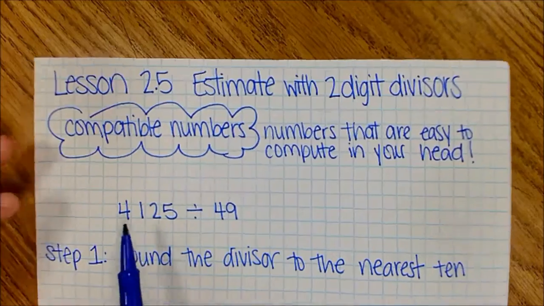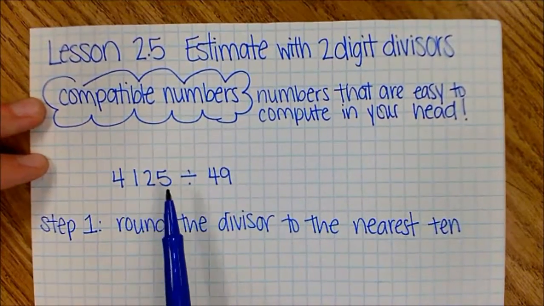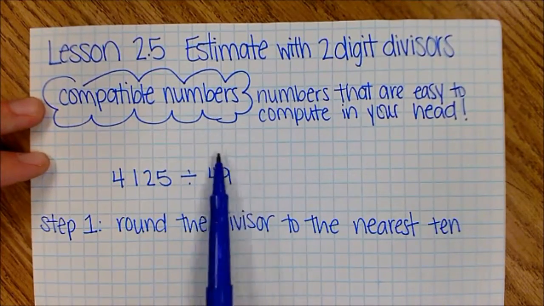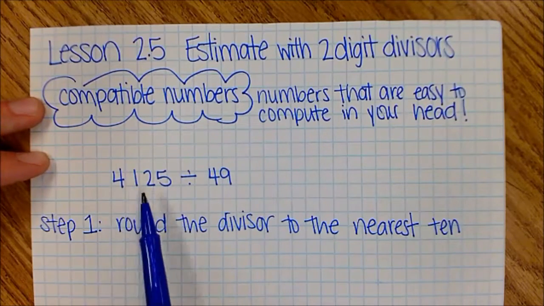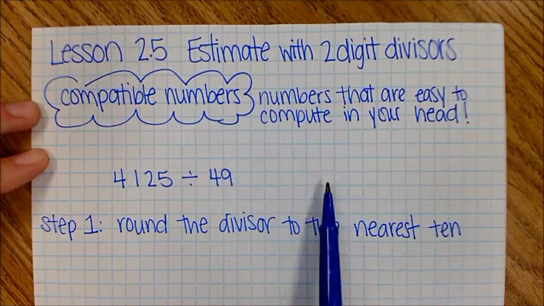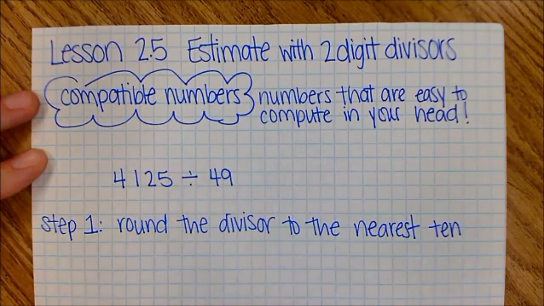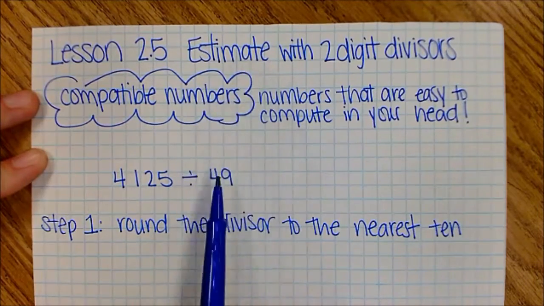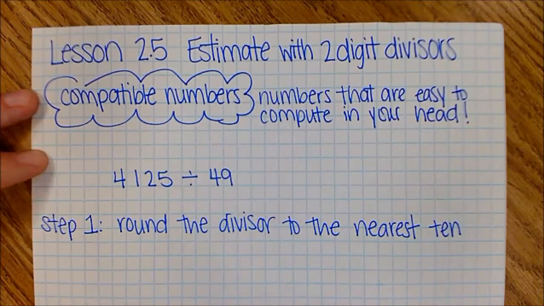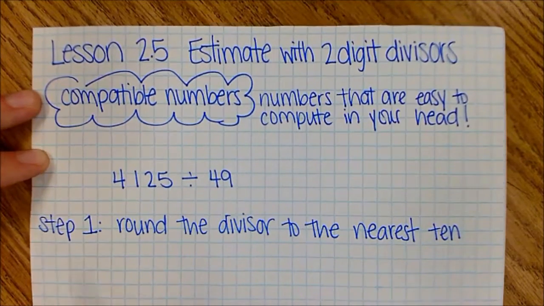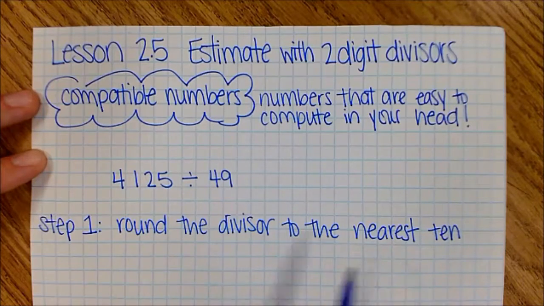So if I have this problem, 4,125 divided by 49. 49 is my divisor, and 4,125 is my dividend, and I'm trying to find my quotient, the answer to this problem. But I'm trying to find the estimate to this problem, not the exact quotient for this problem. So there's a couple steps we're going to follow. Step 1 says round the divisor to the nearest 10.